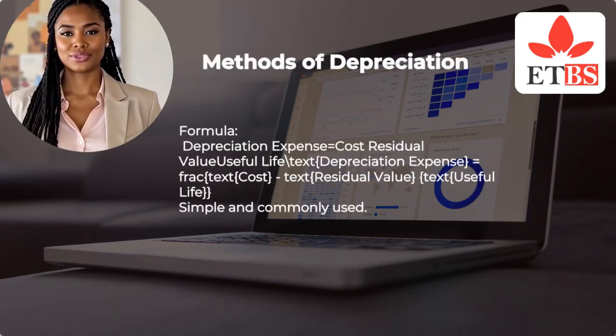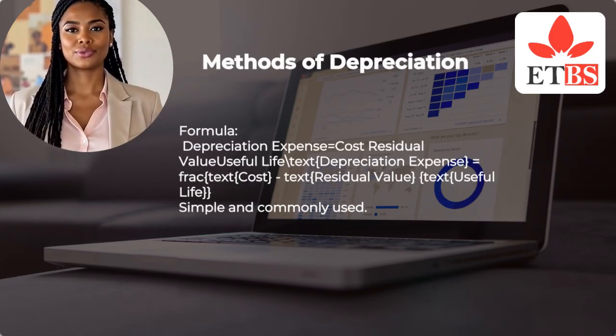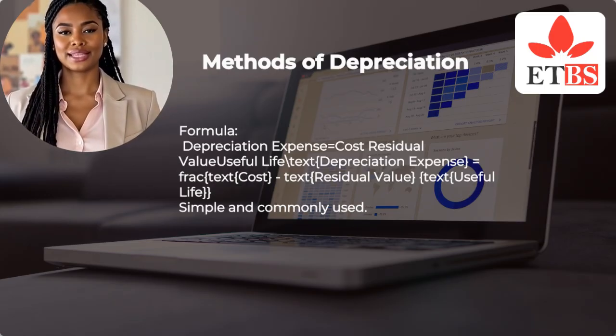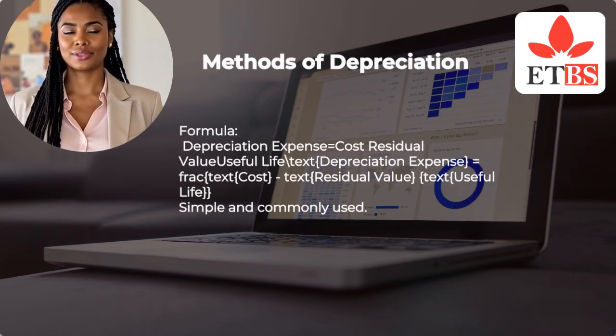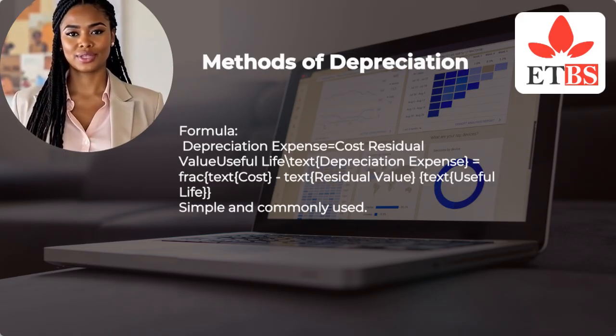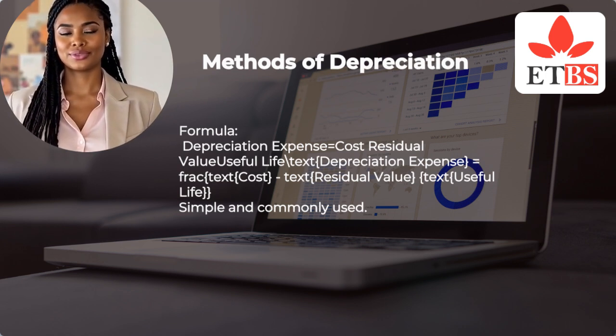Methods of depreciation. 1. Straight line method. Equal amount of depreciation expense each year. Formula: Depreciation expense equals cost minus residual value, divided by useful life. Simple and commonly used.